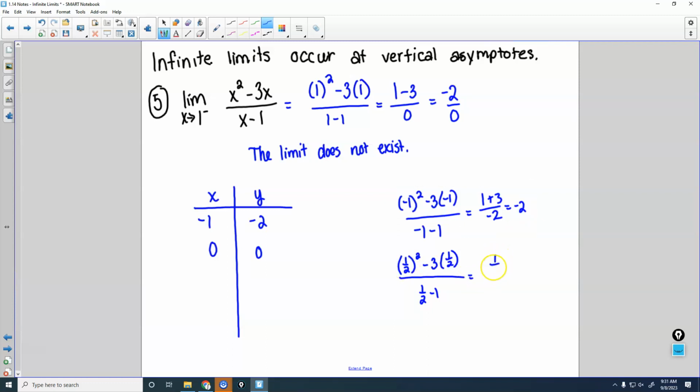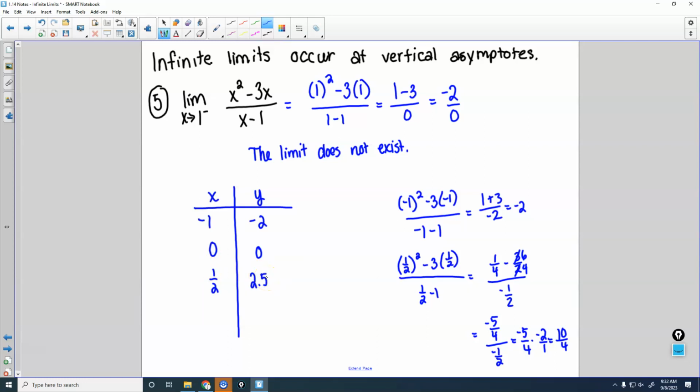So we'll have 1/4 minus 3/2 over -1/2. And then you got to get common denominators here to subtract. So this would be 6/4 if we did common denominators. 1/4 minus 6/4 is going to be -5/4 over -1/2. How do we divide fractions? Flip and multiply. We get positive 10 over 4, so 2.5. For that, so we plug in 1/2, we get 2.5.